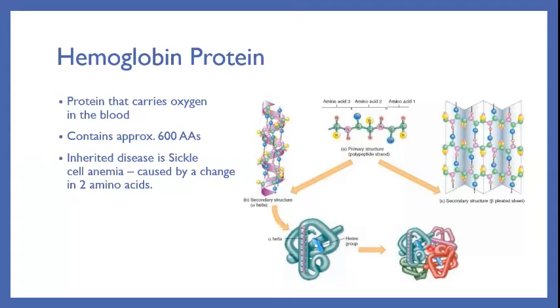There is a disease called sickle cell anemia that you may have heard of. Sickle cell anemia is caused by a change in 2 amino acids out of 600. Those 2 key amino acids are part of how it develops into a secondary structure. When they are missing, the shape of the hemoglobin is not correct. So whenever it comes together and forms its hemoglobin protein, it cannot properly carry blood because the shape of the protein has changed.